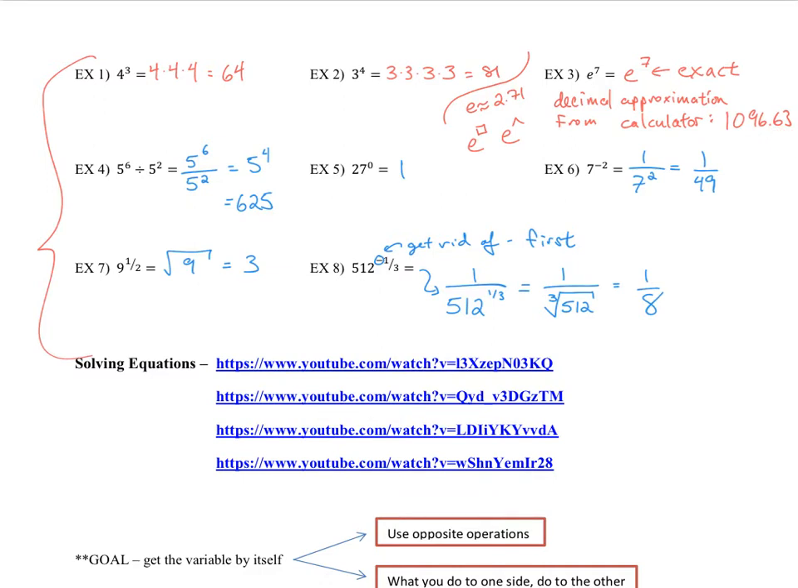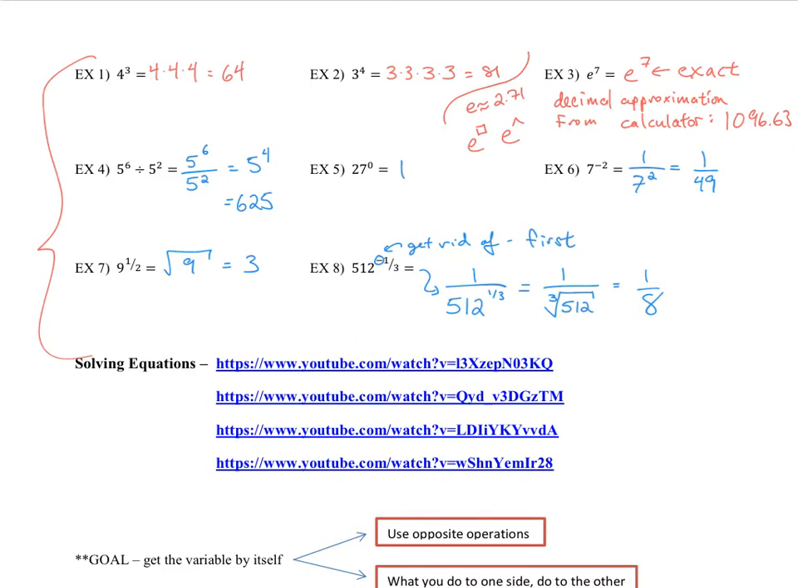So here we have 5 to the 6th power divided by 5 to the 2nd power. I set it up as a fraction so it would make more sense. 6 minus 2 is 4. So we would have 4 factors of 5, which multiply to 625.